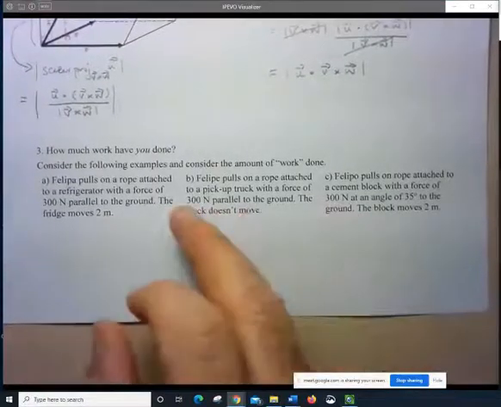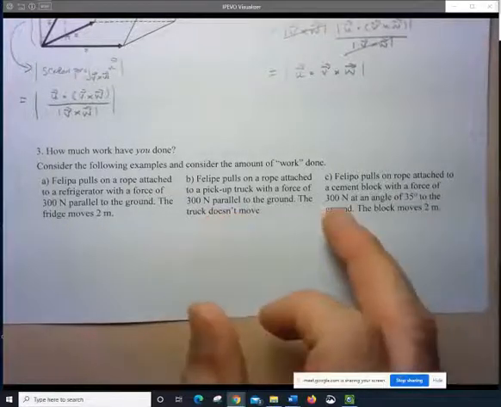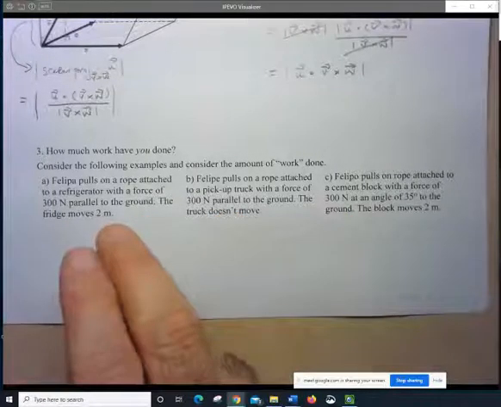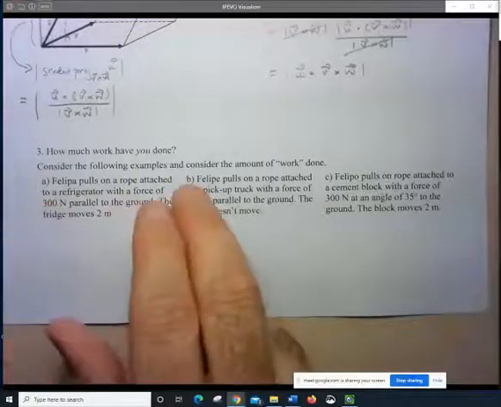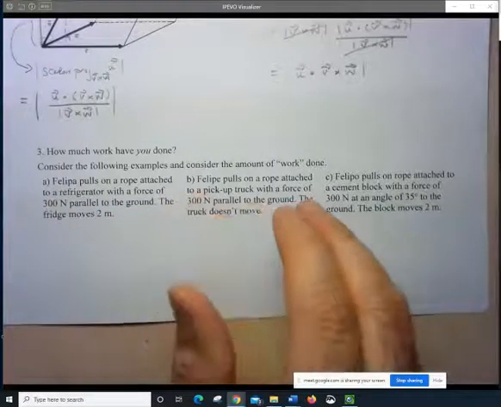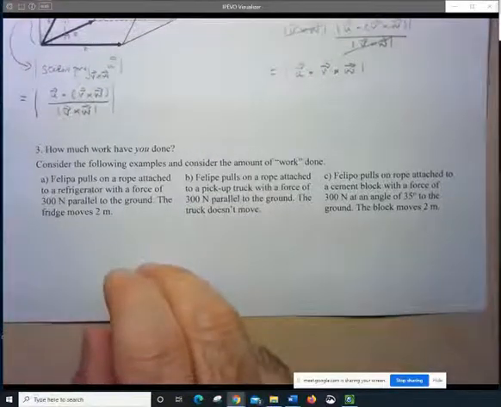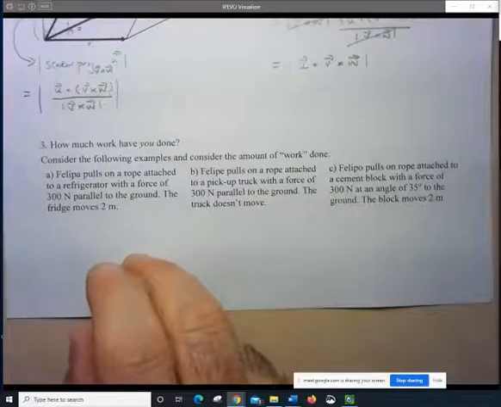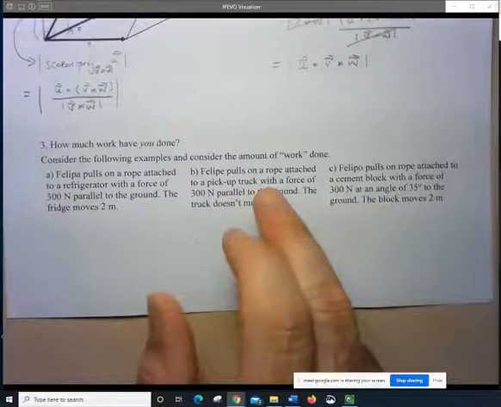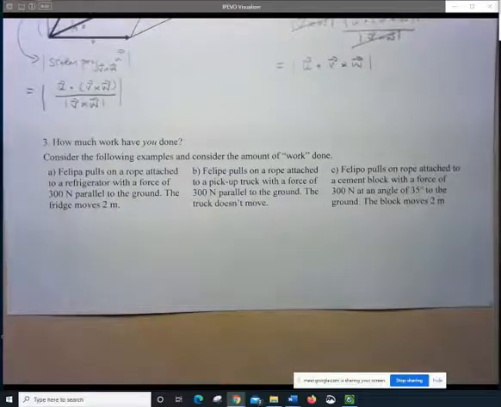Why would these 3 scenarios be different if you're applying the same force to something? You're still applying the same amount of force in each of these scenarios to this cement block, yet I'm giving you the tip here that what we mean by work is going to be different in the 3 scenarios. Okay, so take a minute or 2 to just look at that, see what you come up with, and then we'll come back and come up with some details.